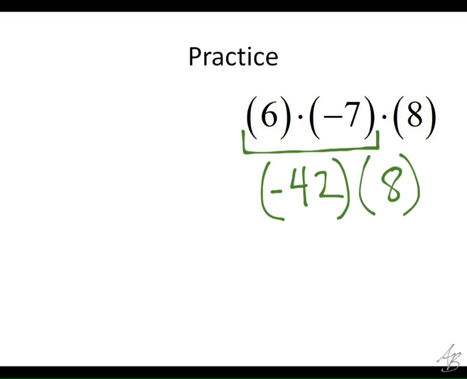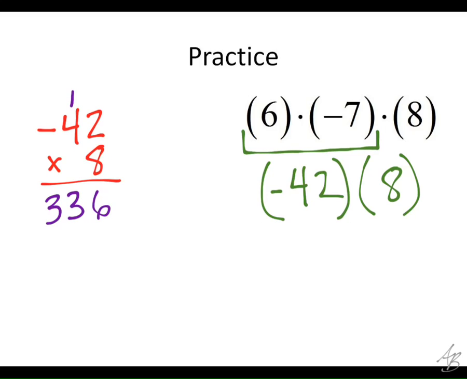8 times 2. So to figure this out, we're going to stack it. So we put the negative 42 on top. We put the 8 on the bottom. We're multiplying them together. So we're going to do 8 times 2, which is 16. Carry the 1. 8 times 4 is 32. If you forget it, it'll be in your multiplication chart. So 32 plus the 1 we carried, 33. So we get 336. Is that going to be a positive 336 or a negative 336? It's going to be negative because we had a negative 42 times a positive 8. A negative times a positive is always negative.